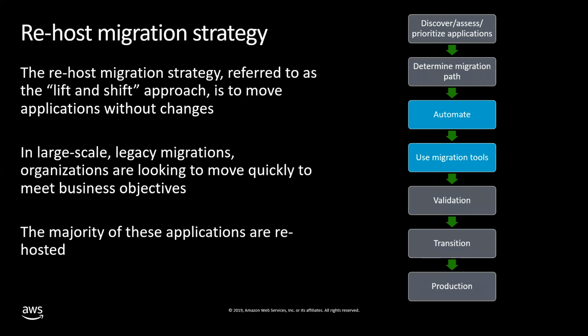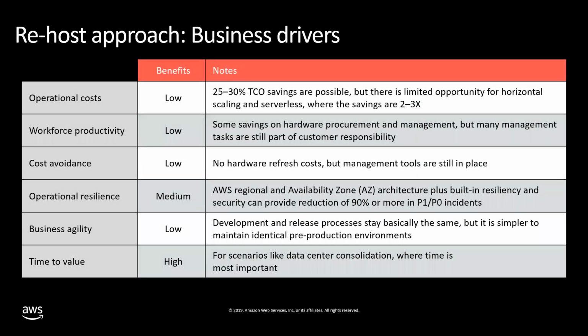And then on the right, that's just a different representation of what you saw in the six R's diagram. Really the key ones here are trying to determine if we automate or if we use migration tools, but the rest of it fits that traditional migration pattern. When we look at the drivers, if you will, or the consideration factors, this is a quick representation of how the rehost model fits into the equation.